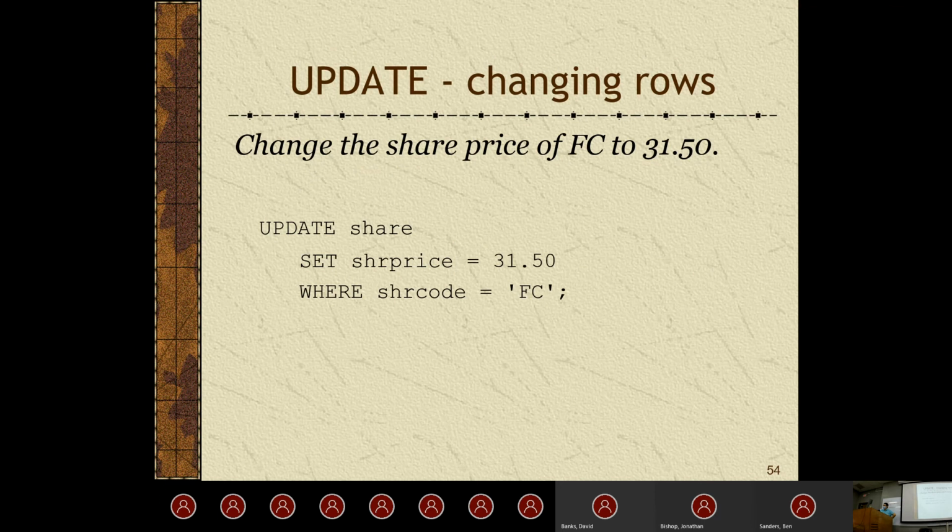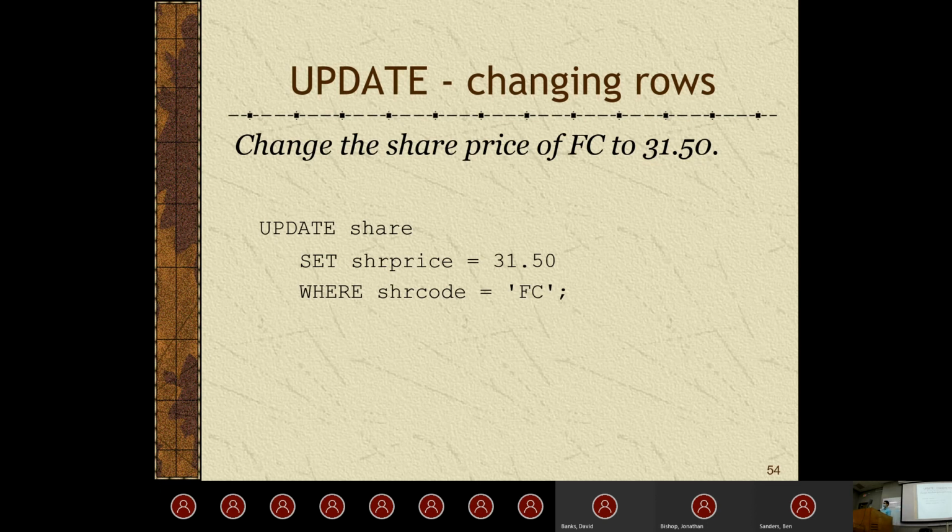Of course, we could also go ahead and update some information we have inside of our table. So in this case, we're updating our share table. We're setting the share price equal to 31.50, where the share code is FC. So we're only going to change the share price where the share code is FC. So we're not going to change it for anything else.